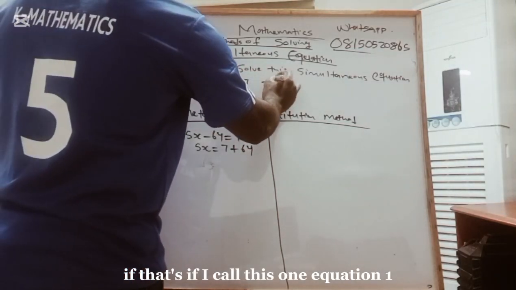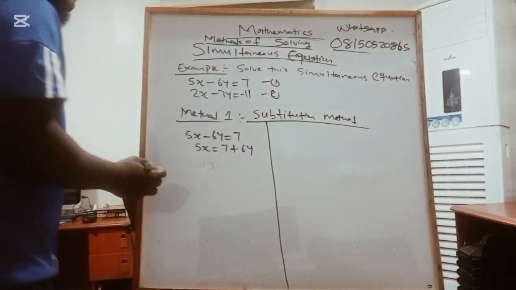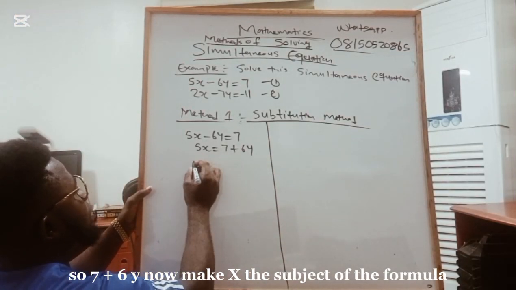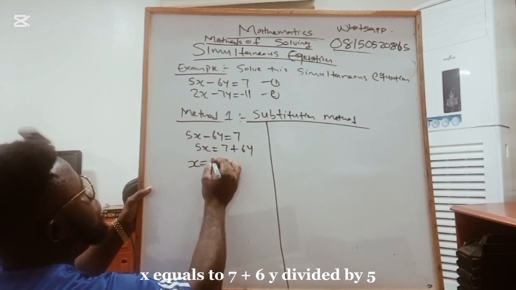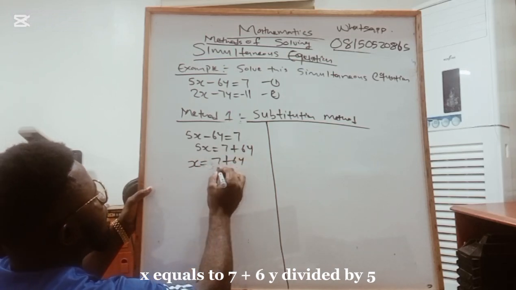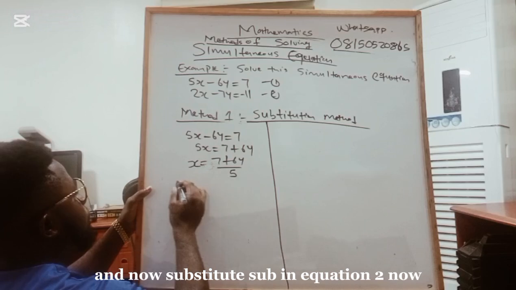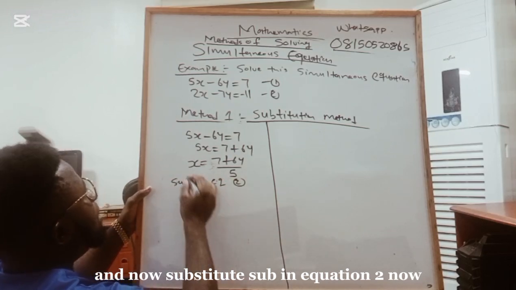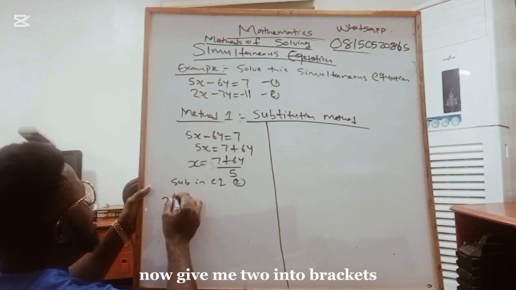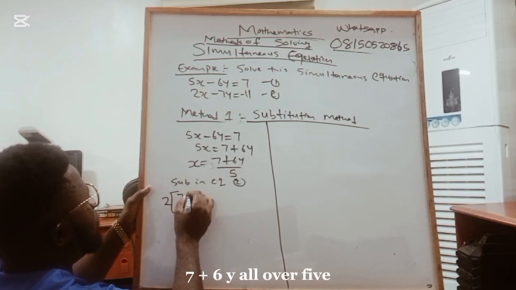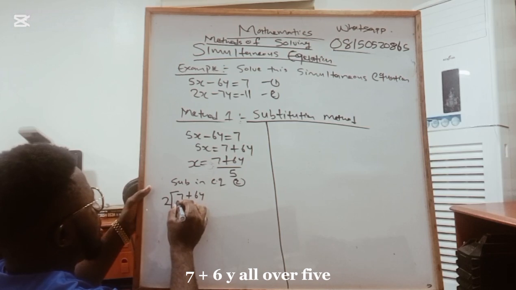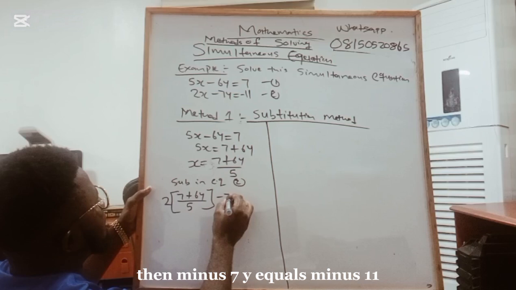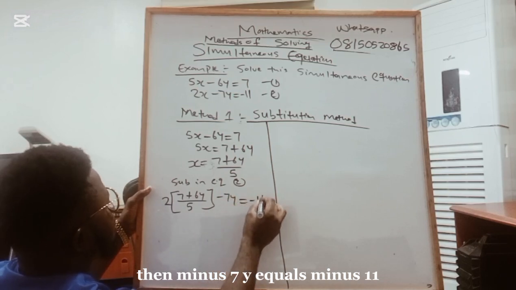If I call this one equation 1, equation 2. So 7 plus 6y. Now make x the subject of formula. x will be equal to 7 plus 6y divided by 5. And now substitute into equation 2. That will now give me 2 into bracket 7 plus 6y all over 5, then minus 7y equals minus 11.